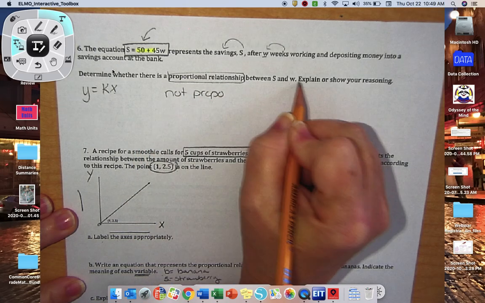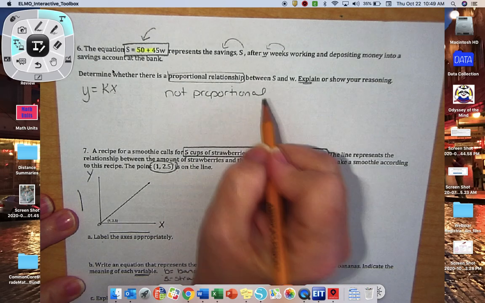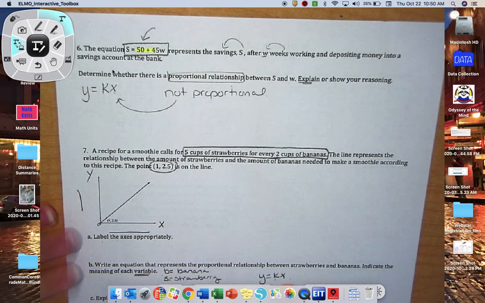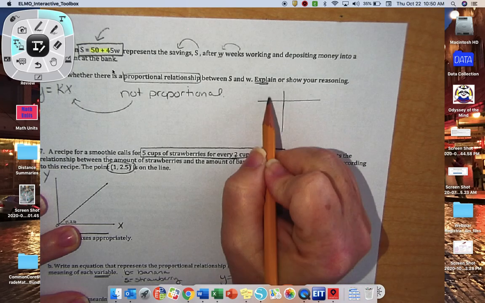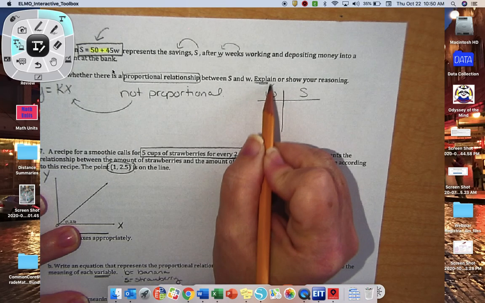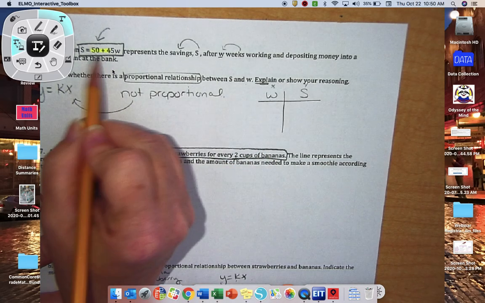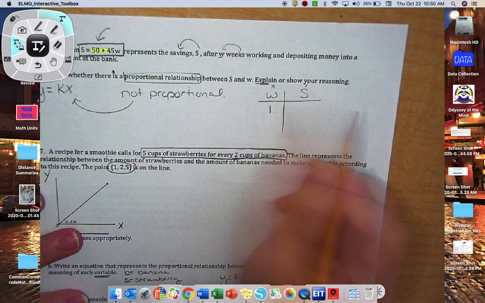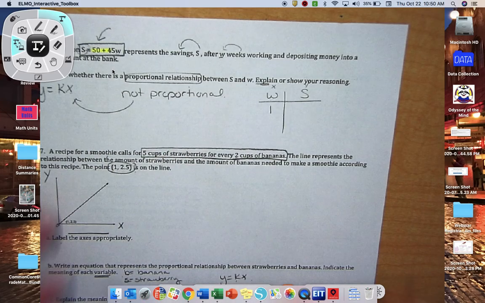Now this question says explain or show your reasoning. So if you were to explain your reasoning, you could simply tell me that it is not in the format of y equals kx. But I also want to show you guys how you can prove that it's not proportional. So over here, I'm going to put my W and my S. Remember, this is your X, this is your Y. What this equation is telling me is that I should be saving money. So let's say after 1 week, when I plug in 1 where W is, it'll pop out my S value. So think of it as input, output.